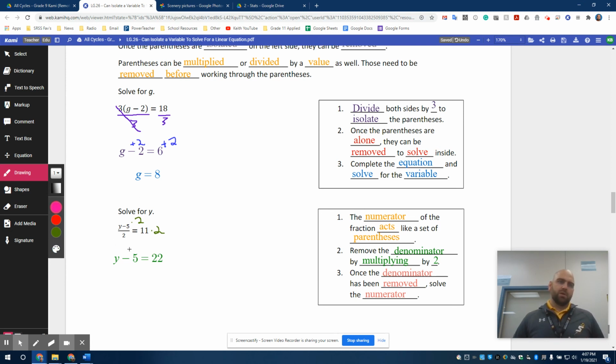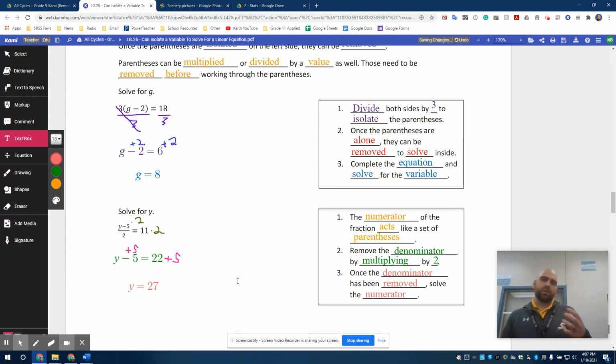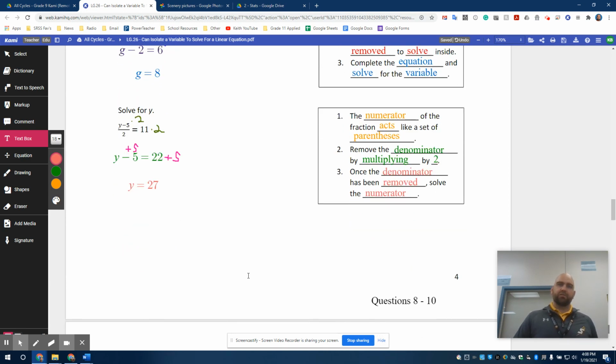Here we add 5 to this side, we add 5 to this side, and those 5s are going to cancel out, right? Minus 5 plus 5, we're left with y is equal to 27. So again, we have to remove that either multiplying or dividing to get what's inside the parentheses all by itself.